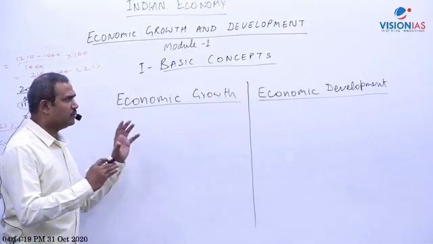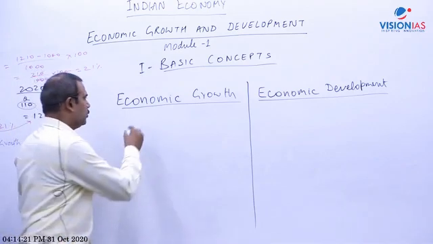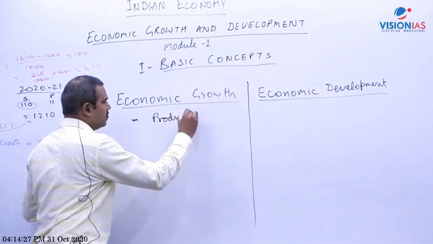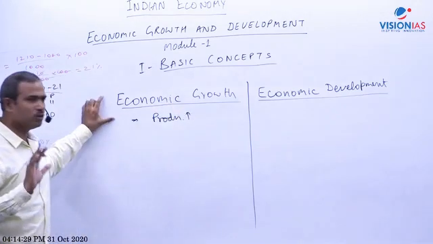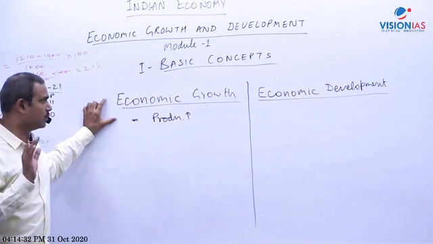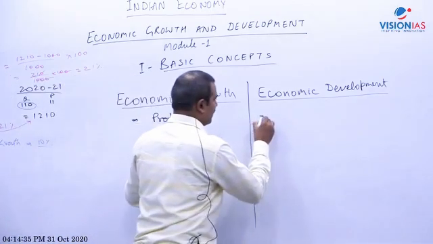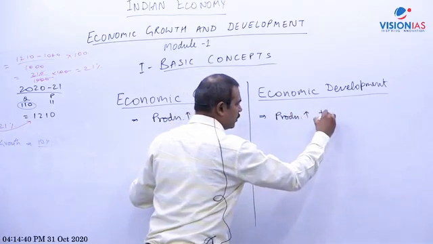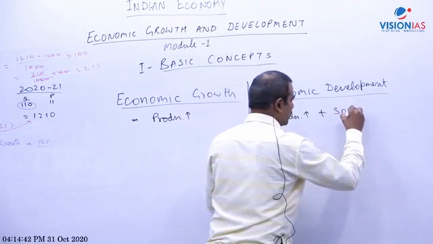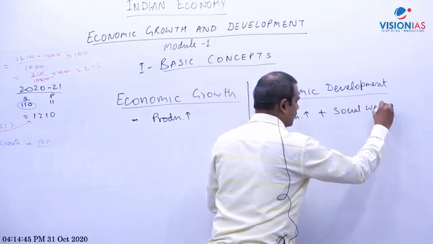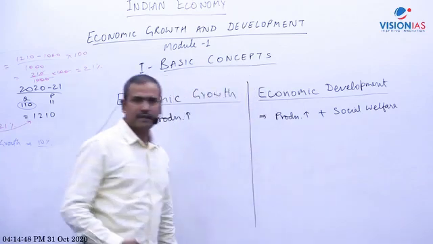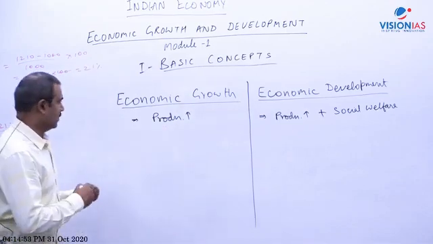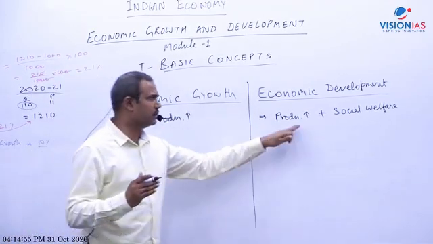So what is the basic feature that I have dictated in the definition? I told you simply it means an increase in production. If production increases, that is economic growth. I have told you already. Increase in production is economic growth. And here, what is economic development? I told you production should increase, plus what? Plus social welfare. Okay, this is the basic point which I gave you in the definition. Clear? Increase in production plus social welfare.